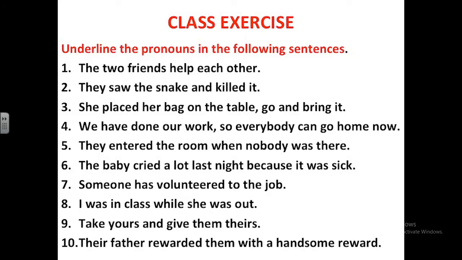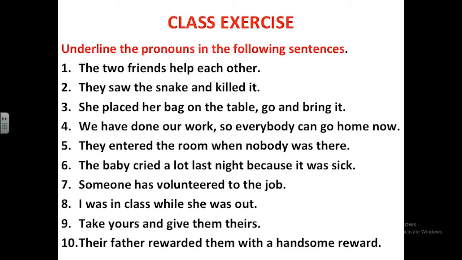Here we have a class exercise. Underline the pronouns in the following sentences. 1. The two friends helped each other. 2. They saw the snake and killed it. 3. She placed her bag on the table. Go and bring it. 4. We have done our homework, so everybody can go home now. 5. They entered the room when nobody was there.